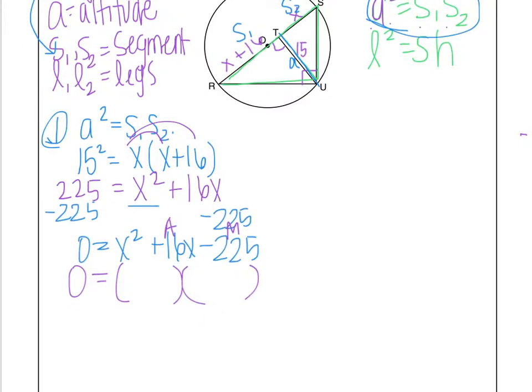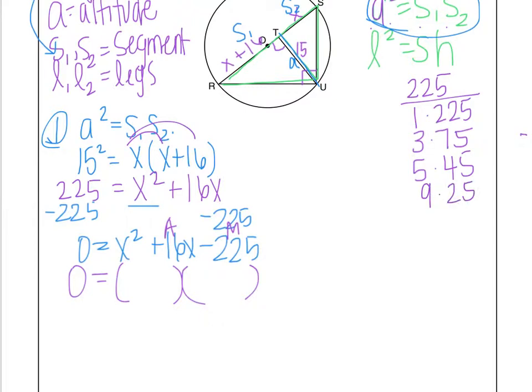To be successful doing this, you may need to list factors of 225 off to the side, such as 1 times 225, 3 times 75, 5 times 45, and 9 times 25. So then you go through this list and you say, okay, which pair is going to help me add to a 16?